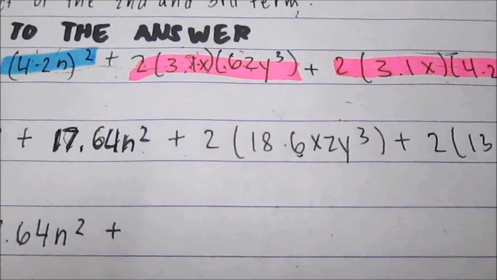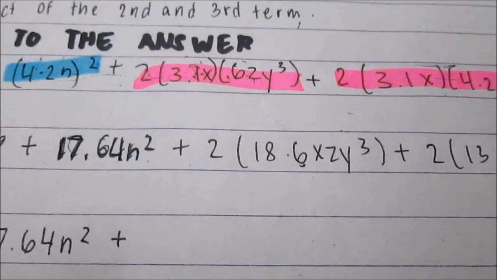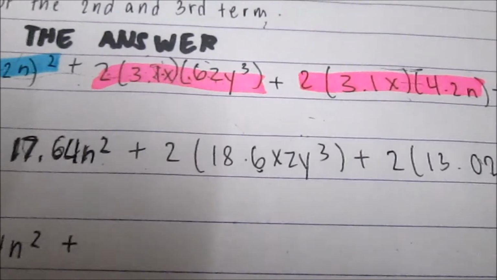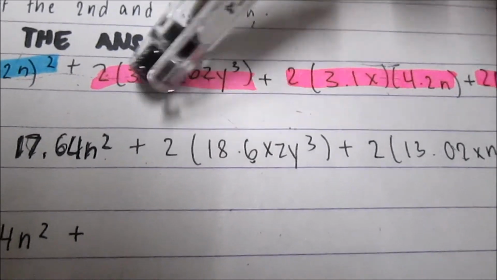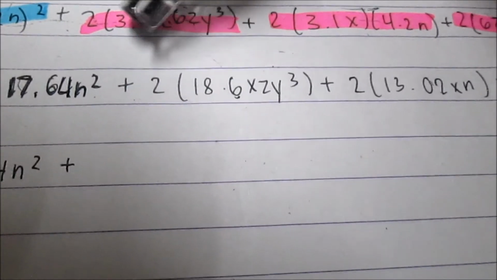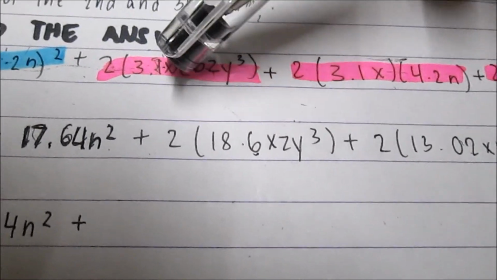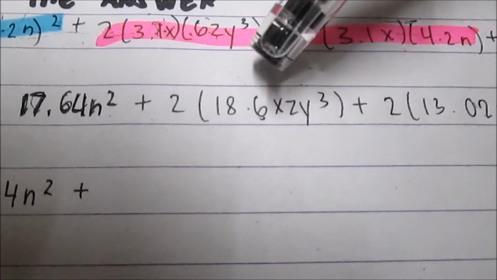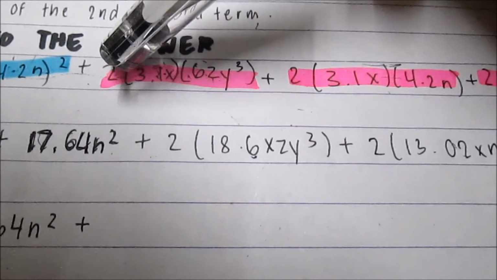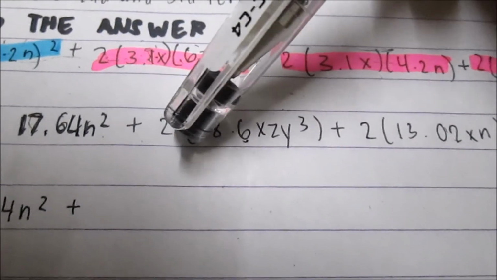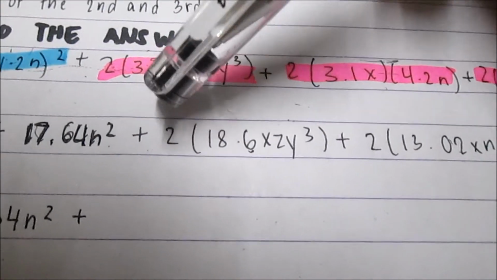Then, we'll do the fourth step, which is twice the product of the first and second term. What I am pointing at right now are the two terms that we will multiply. If we multiply these two, it will be 18.6xzy³. We will not multiply the number 2 yet, but later we will.